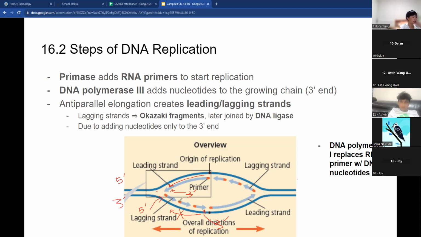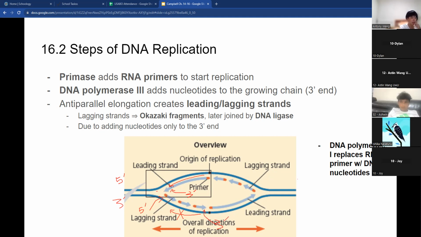RNA polymerase will continuously lay down RNA primers, and DNA polymerase will continue in these lagging strand kind of things. So what happens is RNA polymerase will lay down a primer, and then DNA polymerase will lay down nucleotides for that section. RNA polymerase will lay down another primer, and then DNA polymerase will run that section again. And then that process keeps going. This is called the lagging strand.